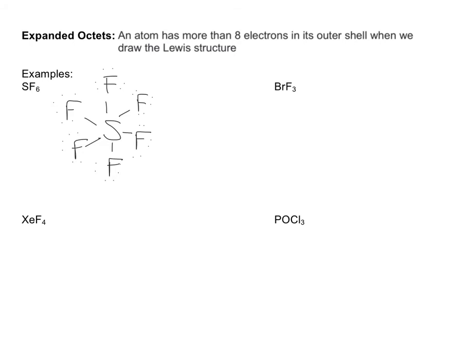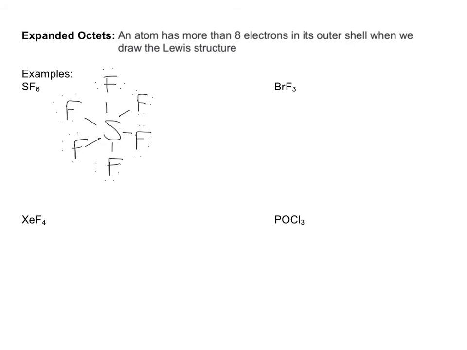It has 12 valence electrons, but that's okay because it's in the 3rd row, so some of that overflow is going to go into the d orbitals. And you don't really need to know where it goes, you just have to know that in the 3rd row and below that's a possibility.